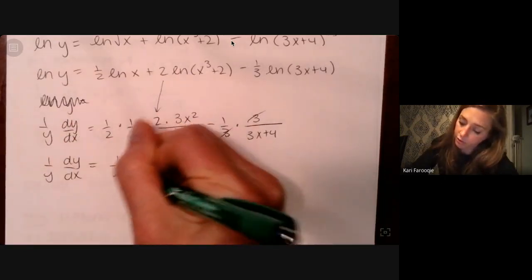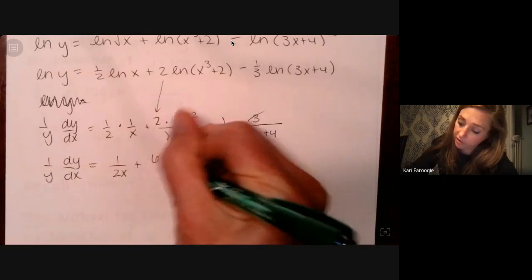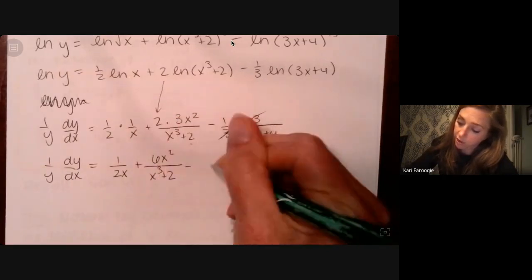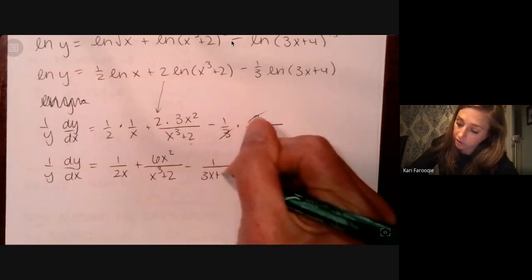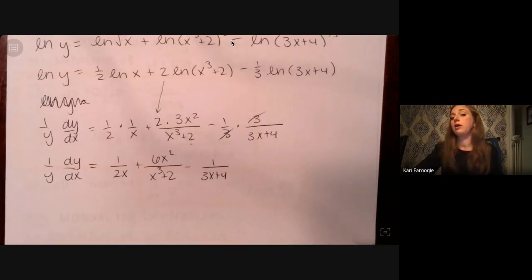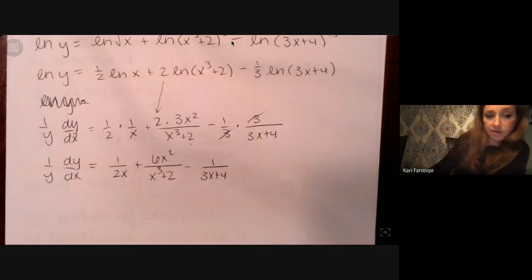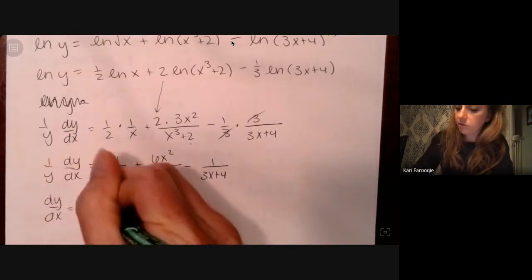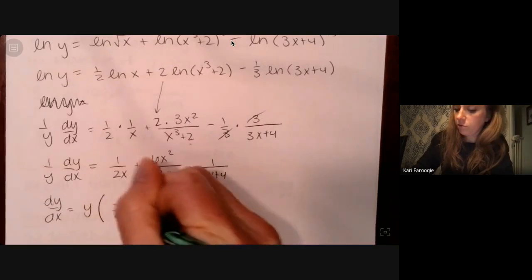So I have 1 over 2x plus 6x squared divided by x cubed plus 2 minus 1 over 3x plus 4. Okay, so once you've simplified the right-hand side, remember we're trying to find dy/dx. So we're going to multiply both sides by y, just like we did last time. No big deal, dy/dx is y times this whole quantity.